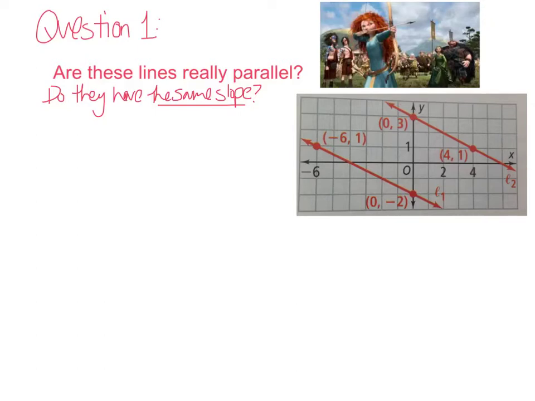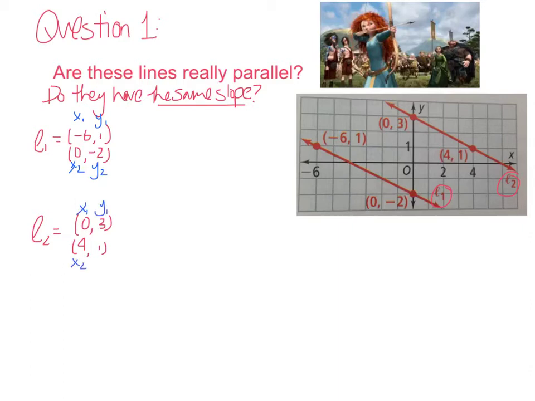So I'm going to go ahead and write down some information about line 1. Line 1 is shown as going through 2 points, (-6, 1) and (0, -2). And line 2 over here is shown to go through the points (0, 3) and (4, 1). I'm going to go ahead and label these points x1, y1, x2, y2, x1, y1, and x2, y2.